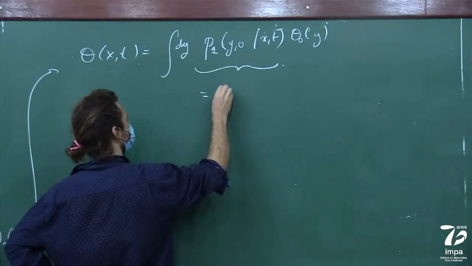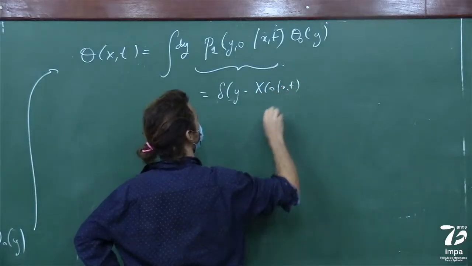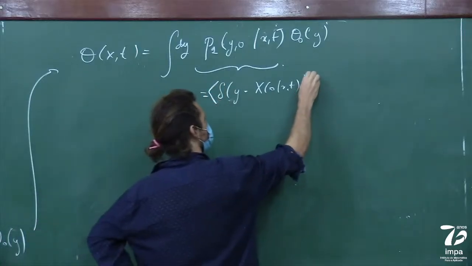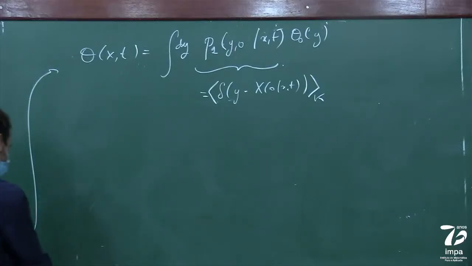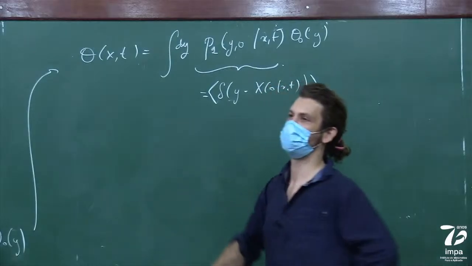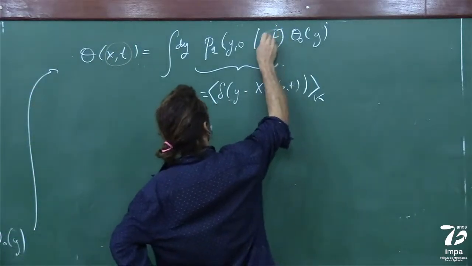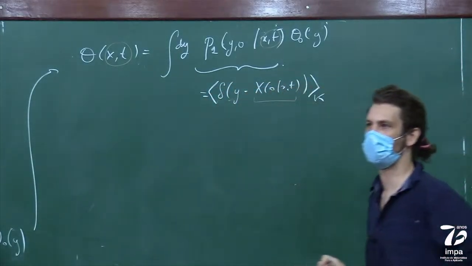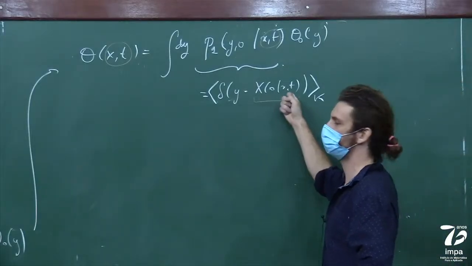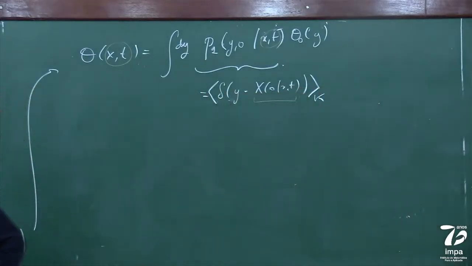So it's delta of y minus x 0 xt. There is something a bit weird in this formula, which is the fact that we are going backward in time. This is a bit weird. We have x here, x here, and we have those trajectories which are basically trajectories conditioned on their final position. It's a bit weird. So we need to give a precise sense to this.